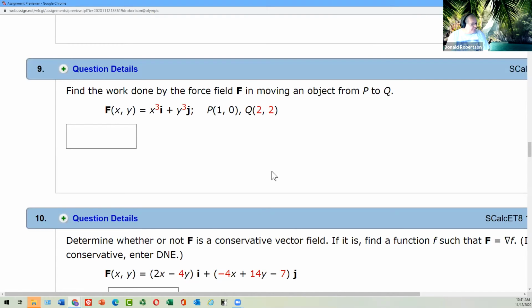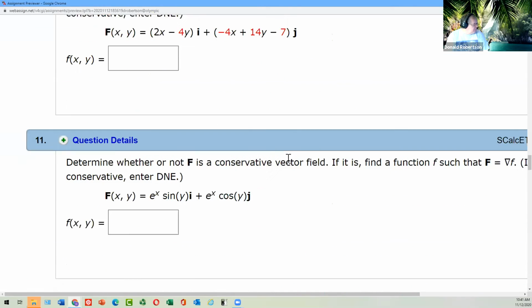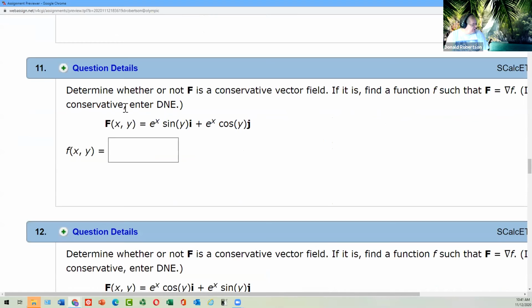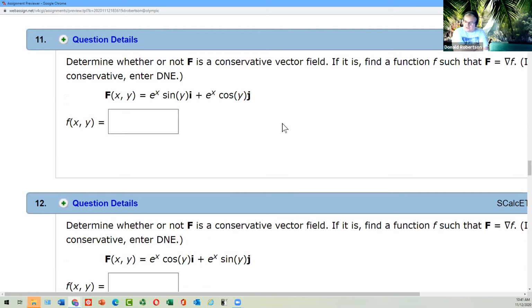Here's a work done question. So when you see a work done, won't you just find the integral of F dot dr? The same way we're doing everything else. They don't say it, but we know that's what you do, right? Determine whether or not this is a conservative field. And if it's not, just say DNE. Here's another one, check if it is or not. Is 11 a conservative field?